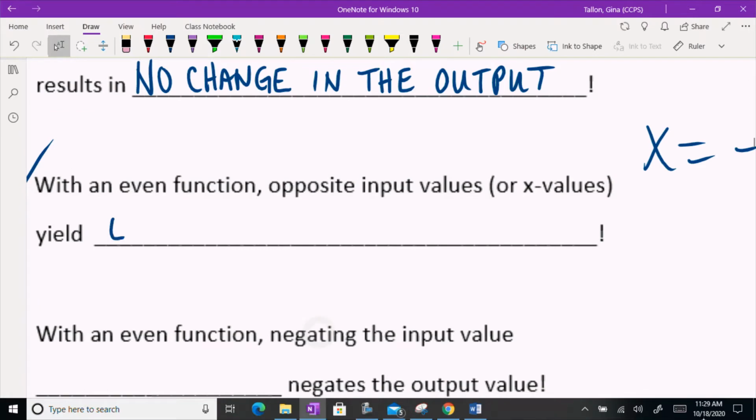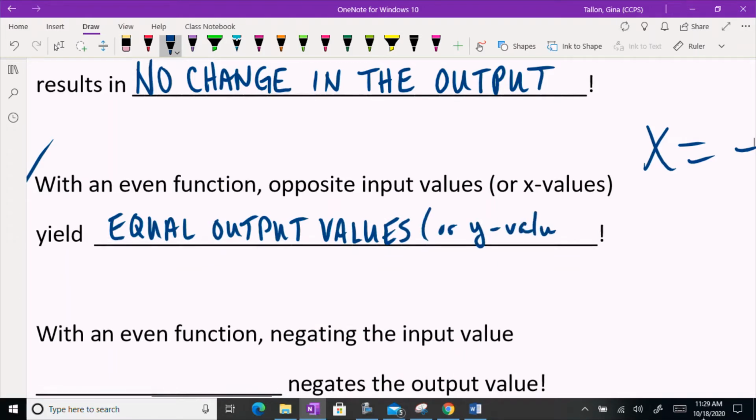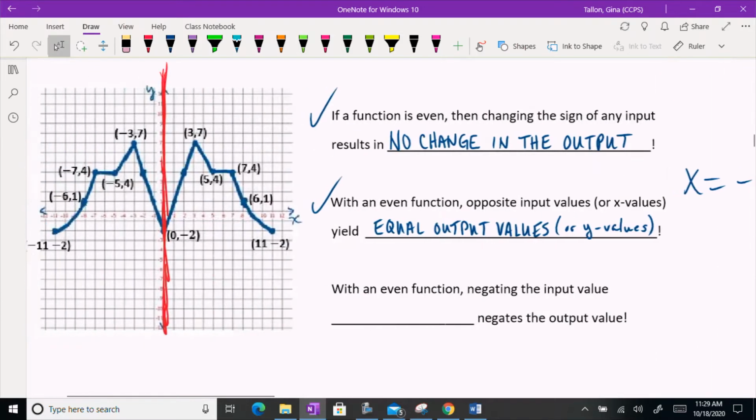I'm just going to follow the same format that I have with my question. Equal output values, and then in parentheses, I'm going to say or y values. I know that the input values are the x and the output values are the y, but it doesn't hurt to reinforce it and state it here and there.